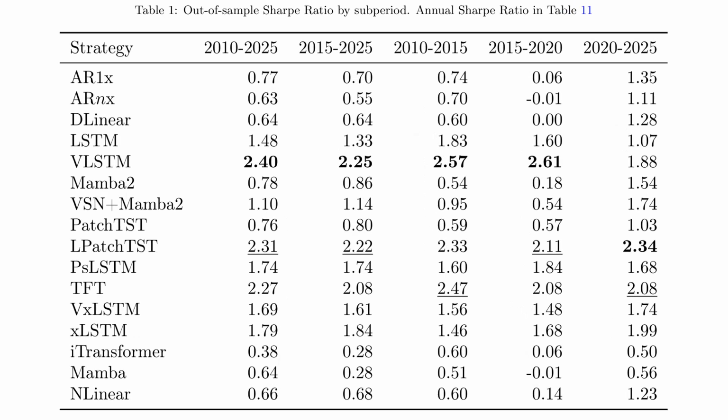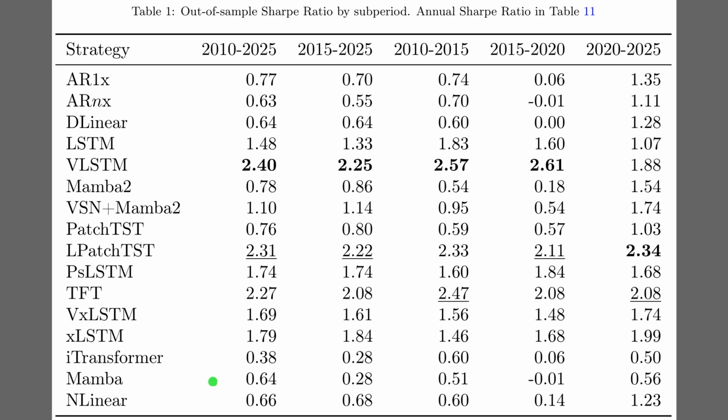So after establishing the training pipeline, Table 1 breaks down the out-of-sample Sharpe ratios across different time periods. The variable selection network and long short-term memory hybrid consistently leads, achieving a remarkable Sharpe ratio of 2.4 for the full 2010 to 2025 stretch.